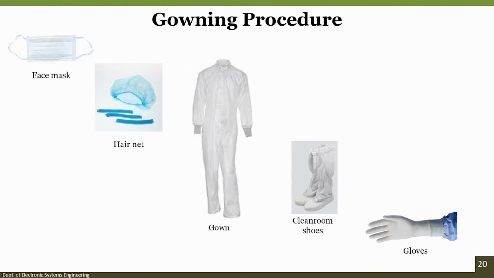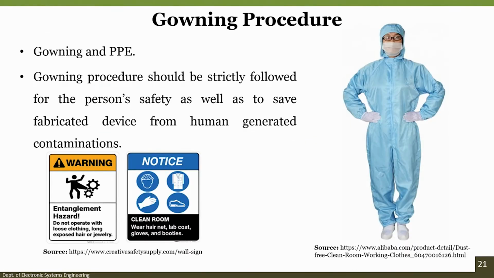The gowning procedure, I will send you the video, just look at here. Now I am sure that most of us know how to wear a mask. It should be above the nose, not covering your eyes of course, and it should cover your mouth. Then you have a hair net, and then gloves, you also have safety glasses, clean room shoes and a gown. So there is a gowning procedure, gowning and PPE. PPE stands, as I told you earlier, for personal protective equipment.